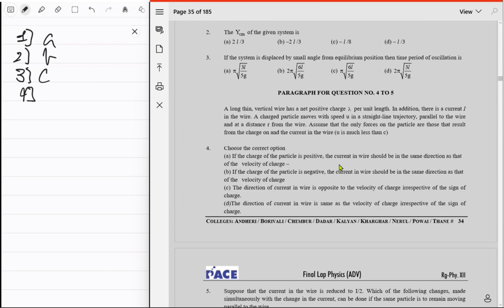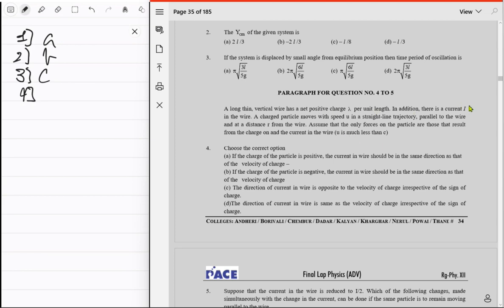Next, a long, thin, slender, vertical wire has net positive charge lambda per unit length. In addition, there is a current I in the wire. A charged particle moves with speed u in the straight line trajectory parallel to the wire and at distance r from the wire. Got it. Assume that the only forces on the particles are those that result from the charge on the current in the wire. U is much less than C.